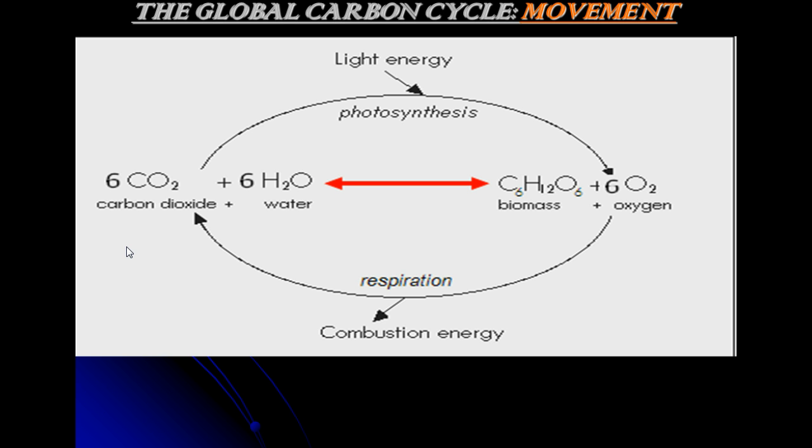Now that creates a cycle. Plants take in carbon dioxide in photosynthesis, and all organisms give it off in cellular respiration. So make sure you get that little cycling sentence in your notes. Okay, so that's how we cycle carbon in our atmosphere. Now let's take a look at other methods carbon is cycled.